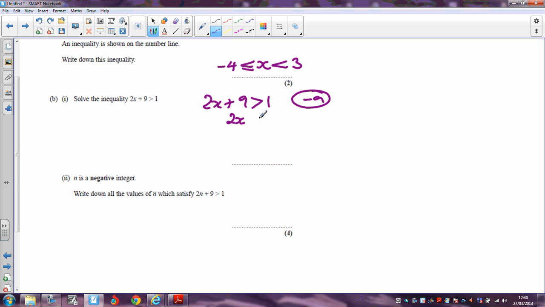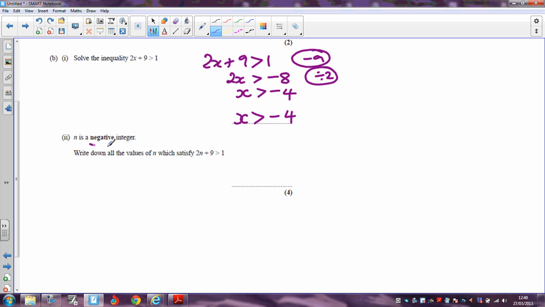So the left-hand side is just 2x. The right-hand side is 1 take away 9, which is -8. Now, all I'm doing is dividing by 2. I'm dividing by +2, so the sign doesn't need to change. 2x, when you divide it by 2, becomes x. -8 divided by 2 is -4. So x is greater than -4.